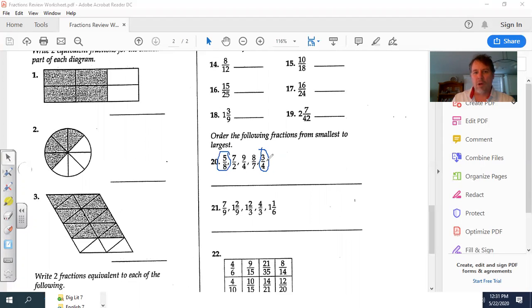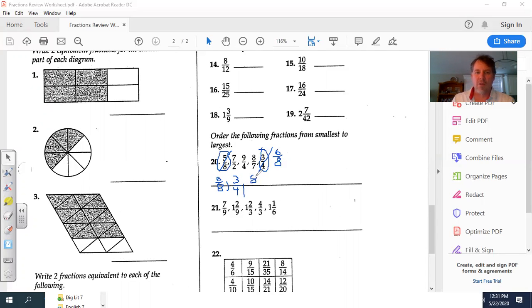If I make that over 8, that becomes 6 over 8. Now I can see 5 over 8 is smaller. So my smallest is 5 over 8. The next smallest is 3/4. That takes care of those two. Now I'm looking for fractions bigger than 1. 8 over 7 is just a little bigger than 1. 7 over 2, that's like 3.5. And 9 over 4, that's 2 and a bit. So these organize fairly nicely.